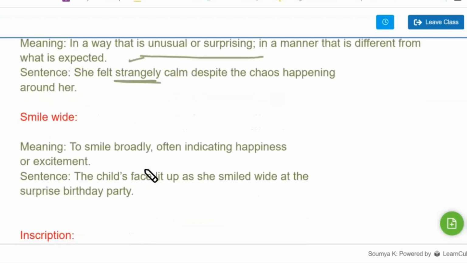Next phrase is smile wide. So it is to smile broadly, often indicating happiness and excitement. The sentence would be, the child's face lit up as she smiled wide at the surprise birthday party.